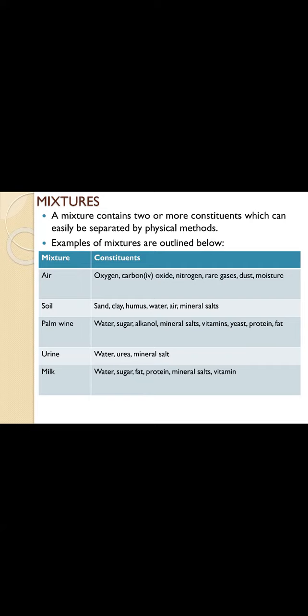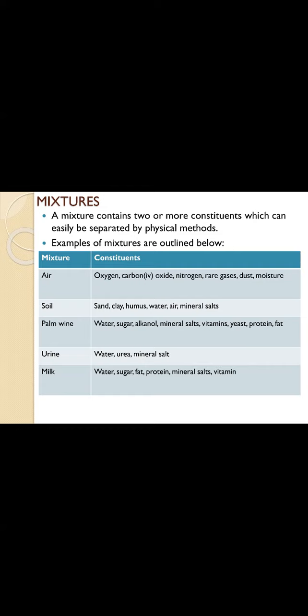Our urine is also a mixture. Our urine contains urea. Urea is a chemical compound, which is part of the constituents of urine. So in urine, you have urea, water, mineral salt. These three things make up the property of urine. So this is the property. This is the constituent of urine.